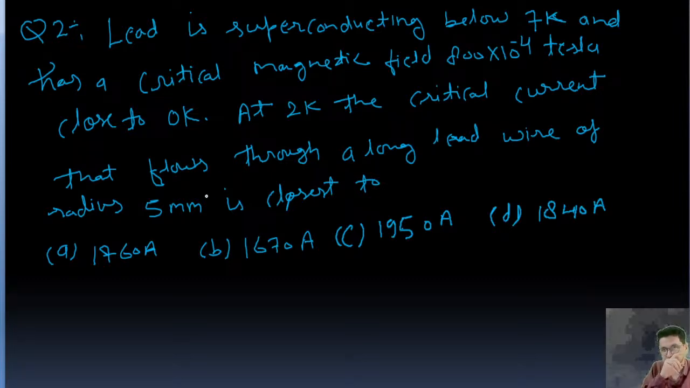I will explain the question first, and after that I will solve it. So the question is, lead is superconducting below 7 Kelvin, and has a critical magnetic field that is 800 into 10 to the power minus 4 Tesla, close to 0 Kelvin. So at almost 0 Kelvin, the critical magnetic field is given. At a temperature of 2 Kelvin, the critical current that flows through a long lead wire of radius 5 mm is closest to. So we need to find the critical current. This is a 5 marks question, guys, and these are part C questions.